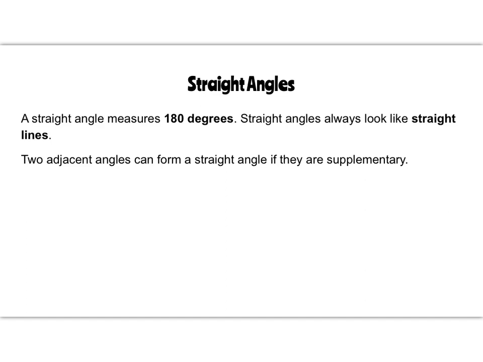The next relationship we want to look at is straight angles. So straight angles measure 180 degrees. They always look like a straight line. It's really easy to draw a straight angle. Check it out. Boom, there we go. It has 180 degrees and it's really just a straight line. That's all there is to it.